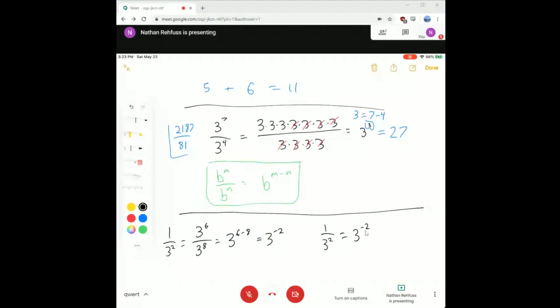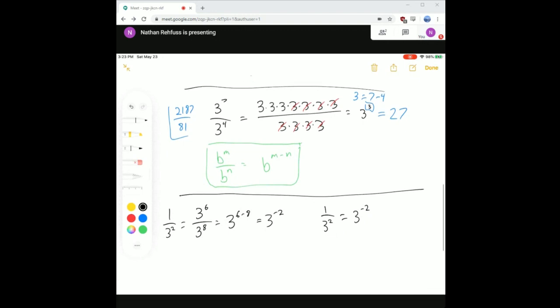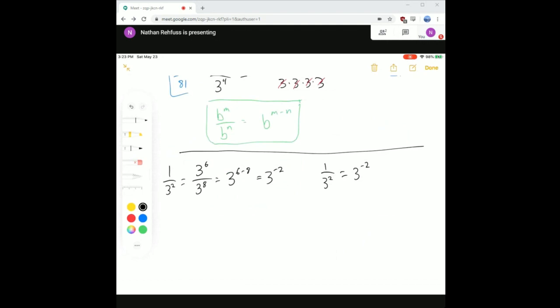So when I write 3 to the negative 2, what I really mean is 2 copies of 3, but in the denominator instead of the numerator. So a negative exponent is going to put the expression in a denominator. Like if I wrote 4 to the negative 1, that's the same as 1/4. Or if I wrote 2 to the negative 4th, that'll be 1 over 2 to the 4th, so it's 1 over 16. Make sense? Oh, why did I ask? No one's here to answer. Hopefully that makes sense. If it doesn't, please do ask me during office hours.